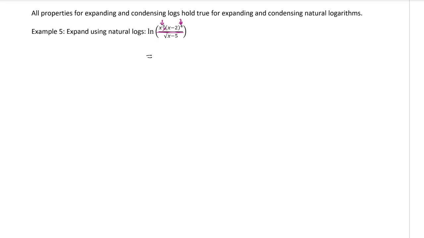So this whole thing would expand to be 3 ln x plus, and this is all in square brackets because it's all in the numerator, 4 ln x minus 2, all subtracted by ln of the square root of x minus 5.